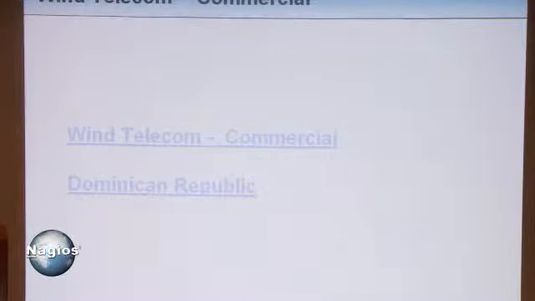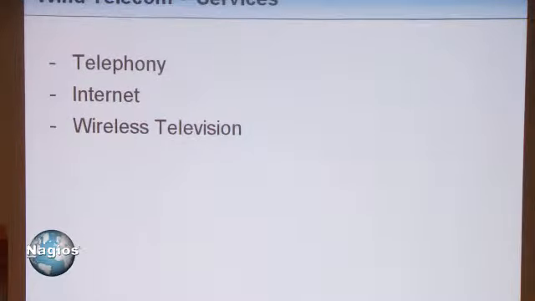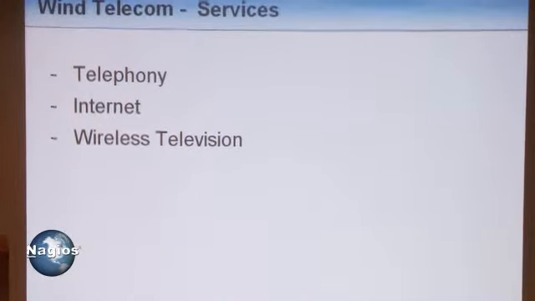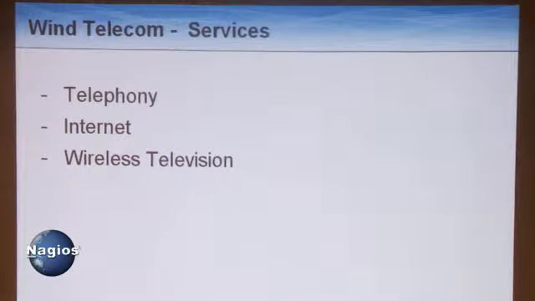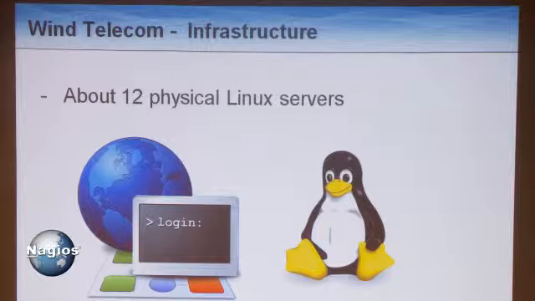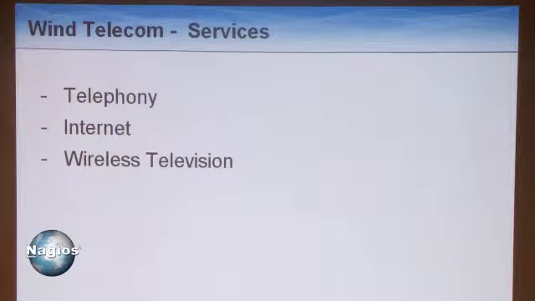So let's continue. Wind Telecom offers services like telephony, internet, wireless, television. That's what they offer. They have other services. So they have a good problem, a great problem, sorry. They didn't have any monitoring solution in their company. They were trying to find out which one was the perfect one for them. So let's get to know a little about their infrastructure.